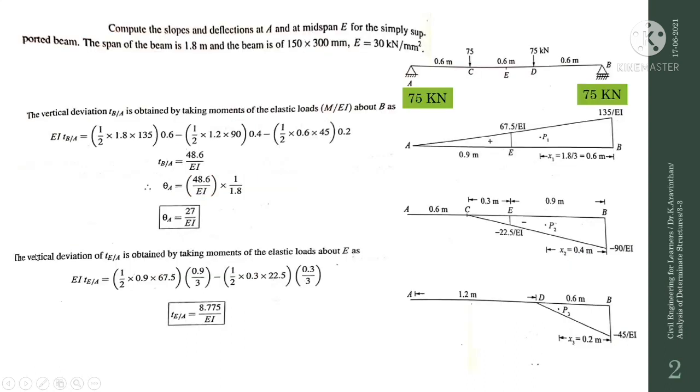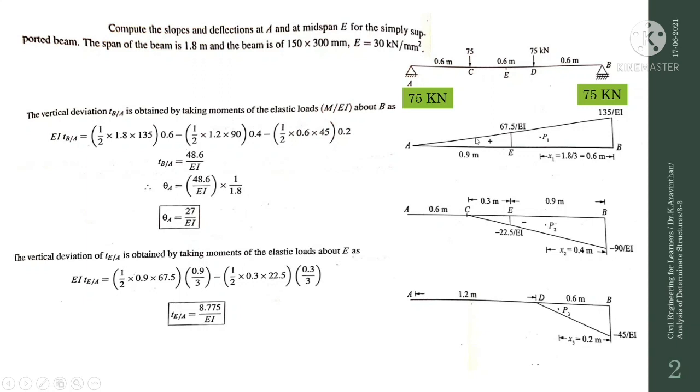Now we got the theta A. The vertical deviation of TEA is obtained by taking moment of the elastic load about the point E. So the next point, we have to take moment at the point E. What are on the left hand side part? You have to see the total deviation with respect to E when looking into the point E. The bending area will be half BH. So half is 0.5 into breadth 0.9 into 67.5. Your centroid will be 1/3 of the breadth, so 1/3 into 0.9.